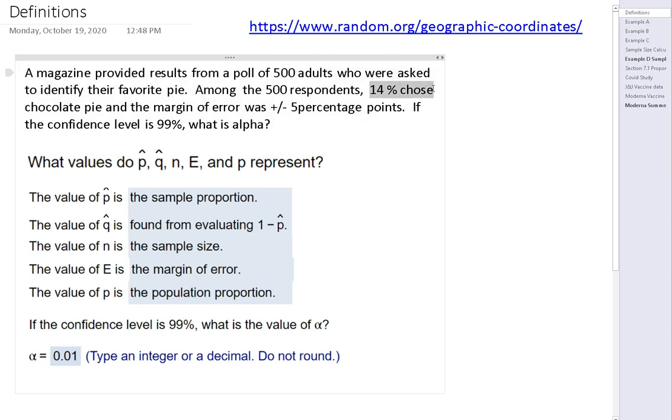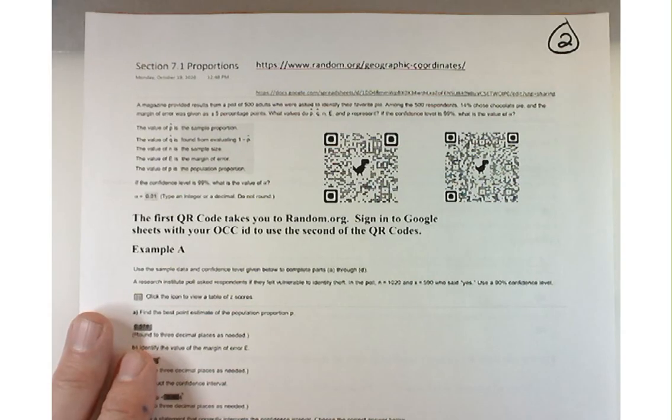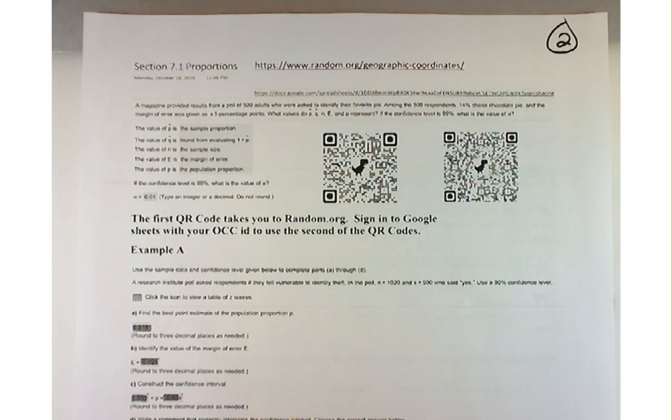But 14% of those that answered this poll said chocolate pie. So we're going to create a confidence interval for the proportion of people who think that chocolate pies are the best. Now, like I said, there's some notation here that we want to get familiar with. Let me start with the easy parts. So let's start with n. n is the size of your sample.